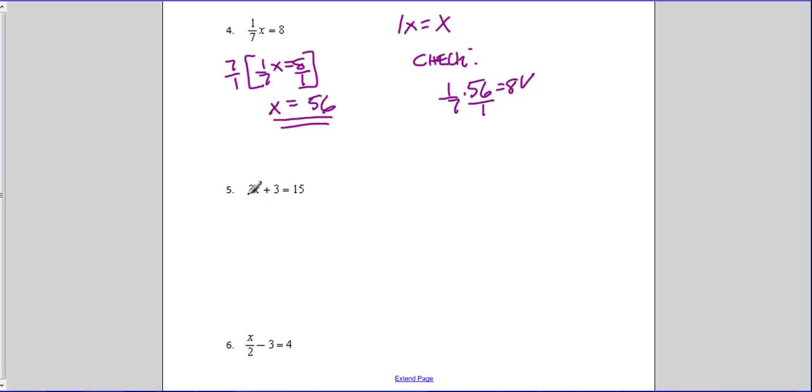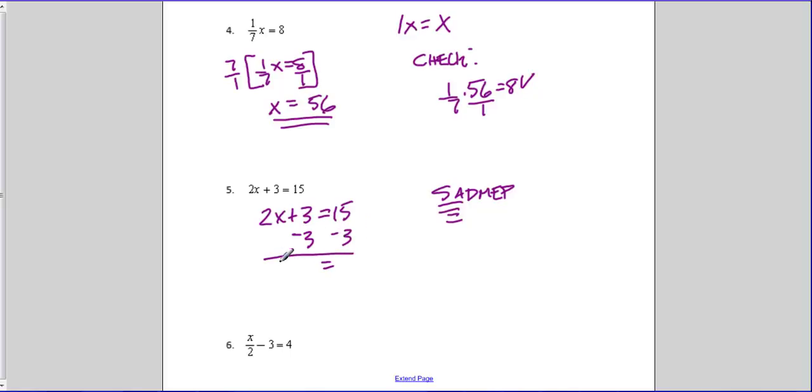So question 5, I have 2x plus 3 equals 15. This is now a 2-step equation because I have to do 2 steps to solve it. Well, I still need to isolate x, but again, remember SADMEP says I undo subtraction, addition first. So I'm going to undo this addition on the side that x is by subtracting 3 from both sides.